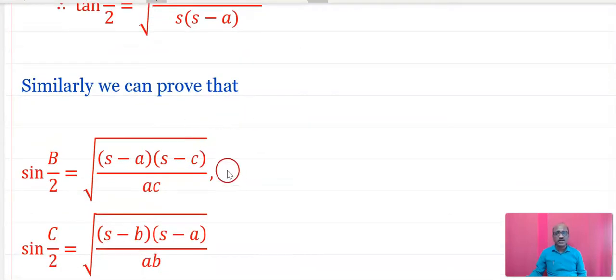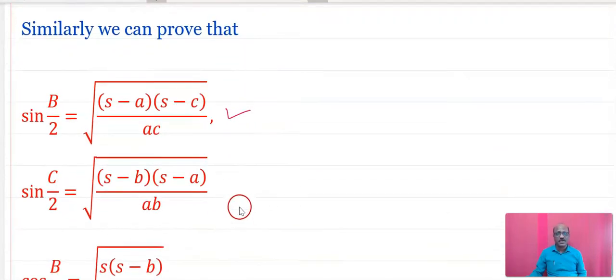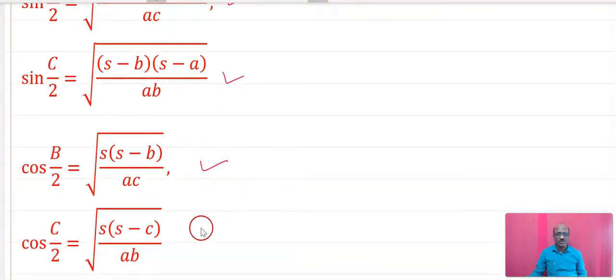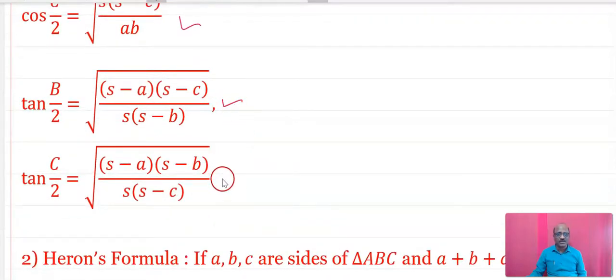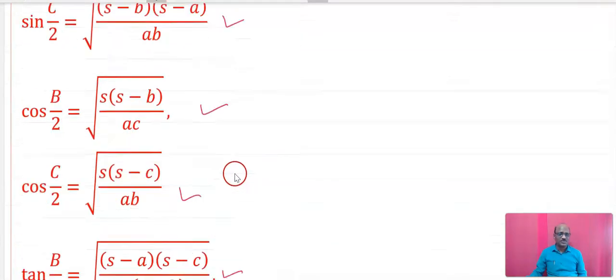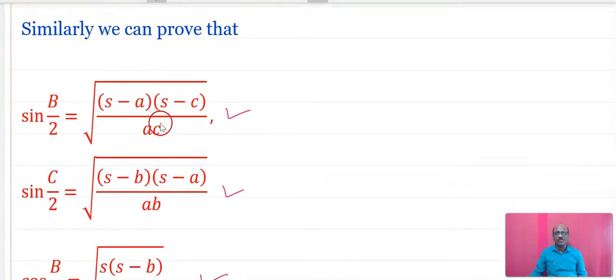Similarly, we can prove sin of B by 2 and sin of C by 2, cos of B by 2 and cos of C by 2, tan of B by 2 and tan of C by 2. By the symmetry of the formulas you can remember this. OK. Whenever there is B by 2, then what should be the sin: s minus a, s minus c upon ac.